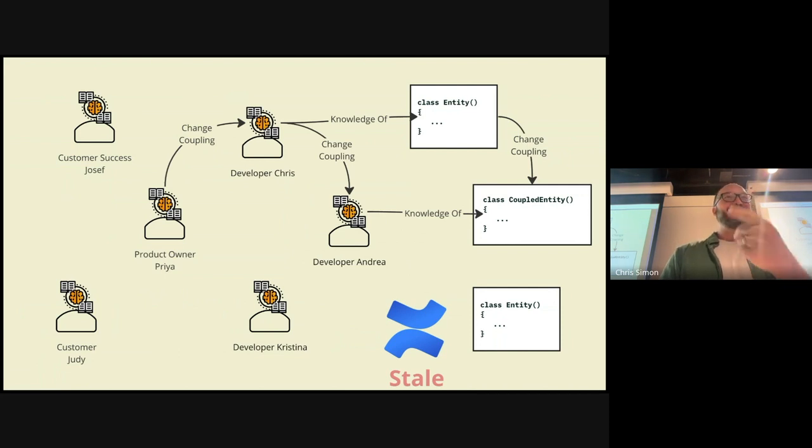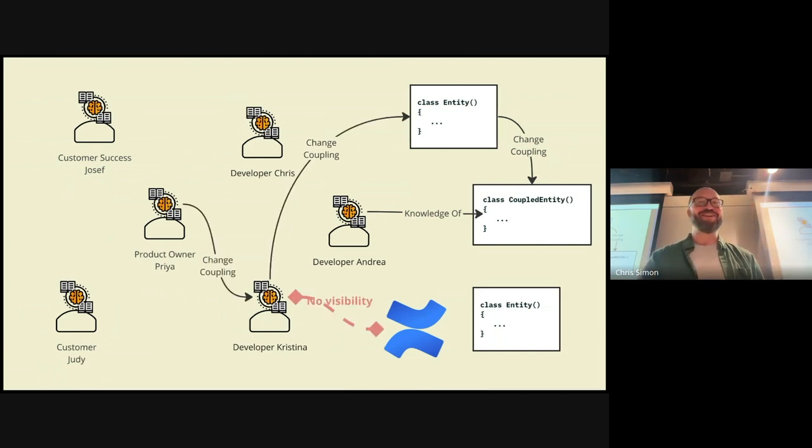Question? How do you do the reverse? You've got the code that has knowledge, how do you get that into the wiki? I don't know.